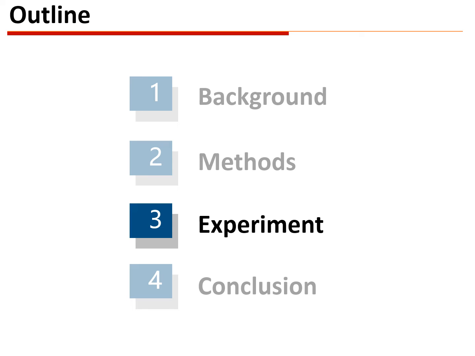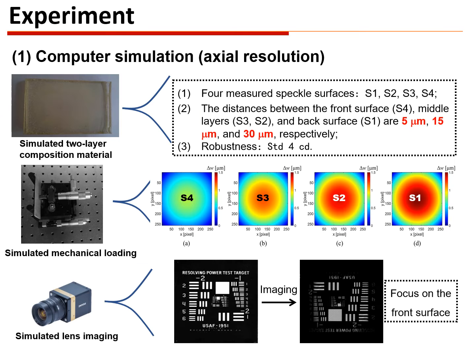3. Experiment. We first conduct the computer simulation for testing the axial resolution improvement. First, we simulated a 2-layer composite material. The 2-layer composite material has 4 mature speckle surfaces, which are S1, S2, S3, and S4.